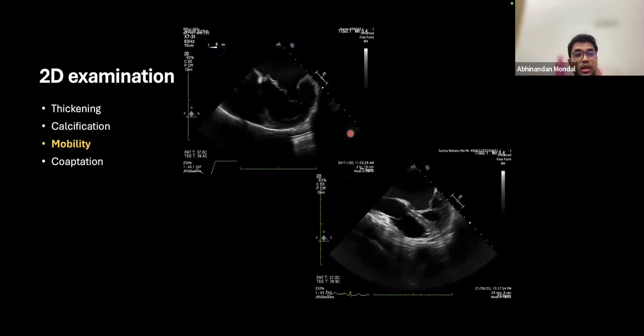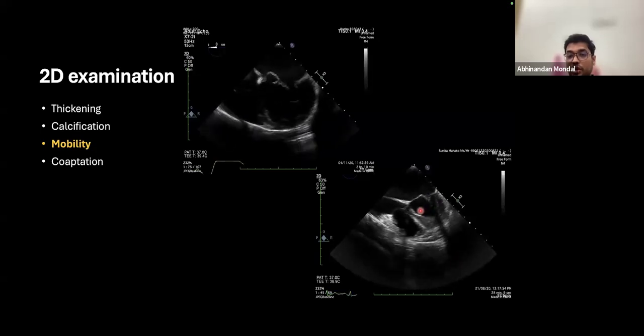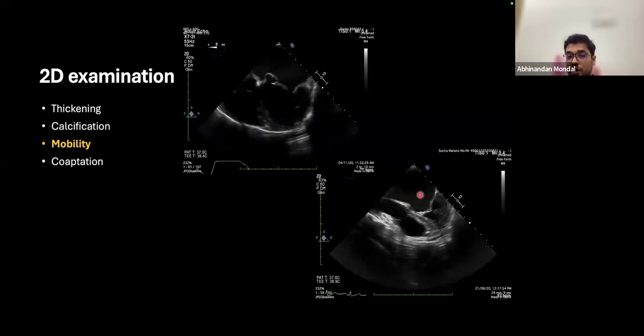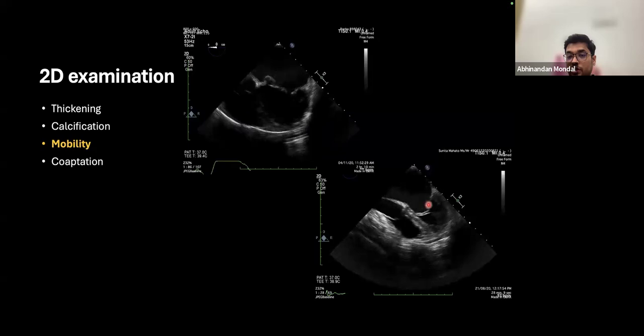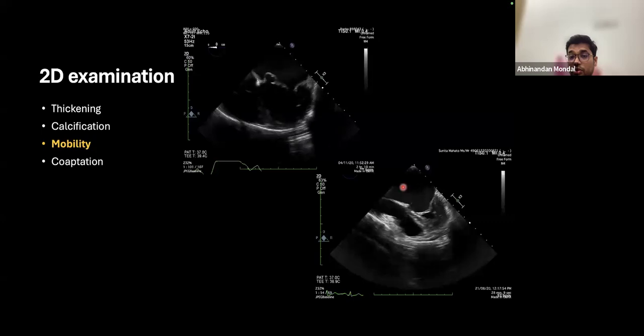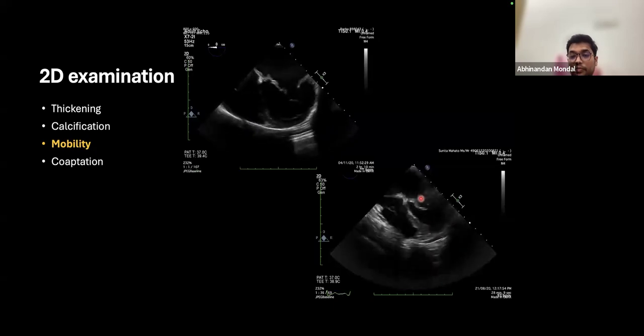Now you can see the mobility. In this loop, you can see the mobility is restricted. Why is it restricted? It shows that the tip mobility is restricted. You can appreciate that, but the body of the leaflet is hypermobile, giving a typical hockey stick appearance of your mitral stenosis that you can appreciate over here. And also, this is your type 3B.